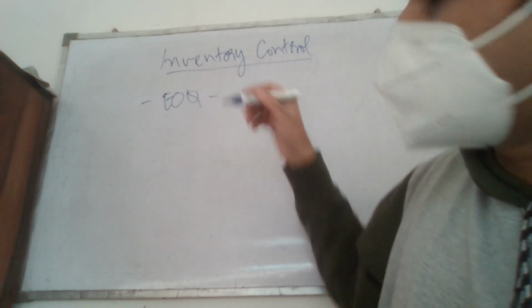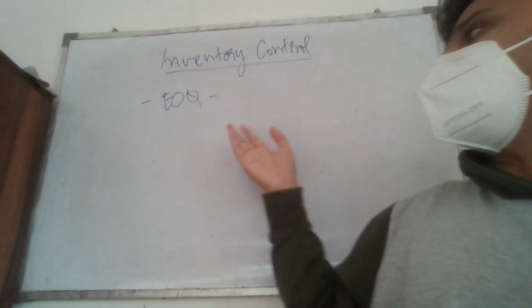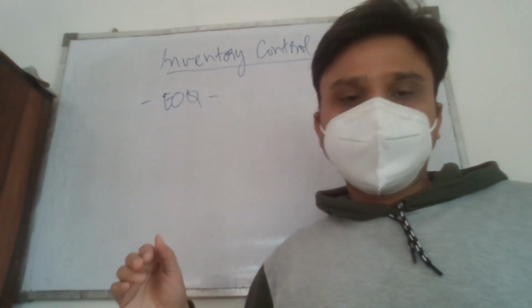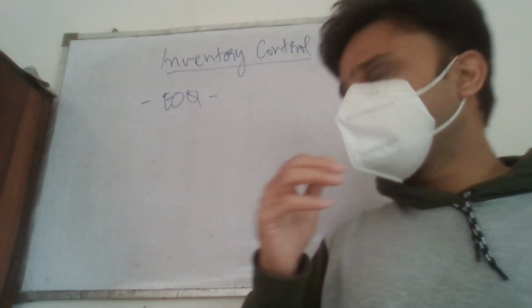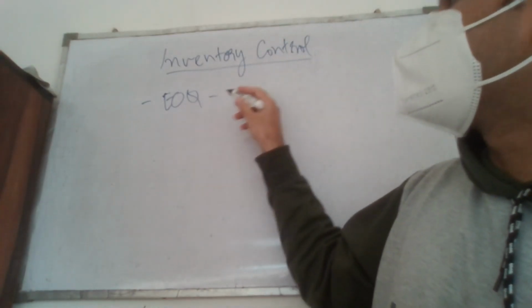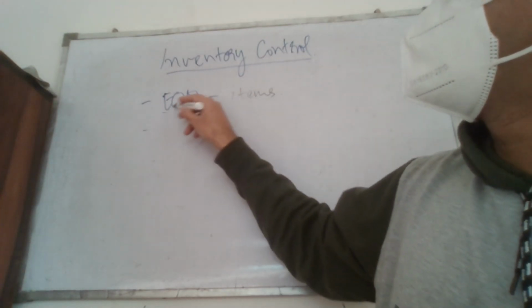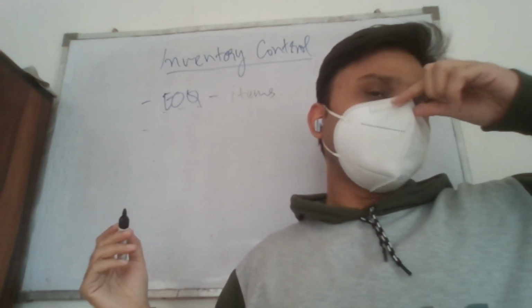EOQ means economic order quantity. This is what is referred to in the product procurement stage, that is, how many items of the product we want to procure. A very common term, EOQ.